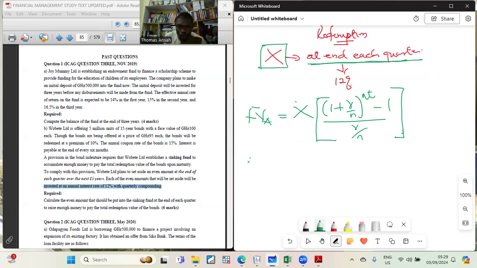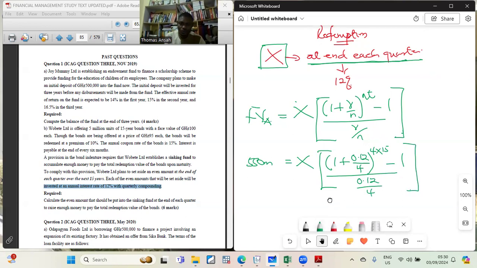So we know that the FVA is 550 million. We don't know the X. And we know 1 is 1 plus R. R was given to us. All right. So it is what? 12%, 0.12. And it is compounding quarterly. So we have 4 multiplied by how many years? 15 years in the question. All minus 1 over 0.12 over 4.